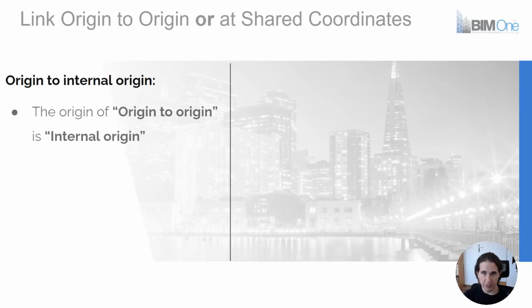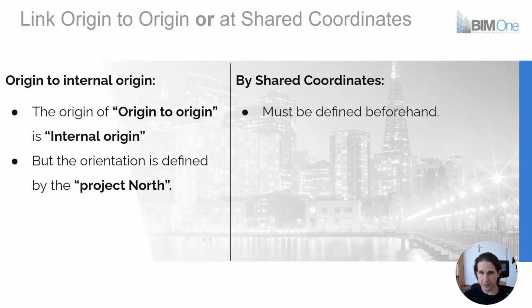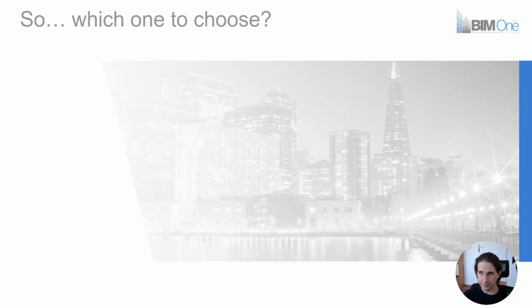The origin of origin to origin is the internal origin. But the orientation is defined by the project north. And the second is by shared coordinates, which must be defined beforehand. The origin of this by shared coordinates is the origin of the Earth. But the orientation is defined by the true north.